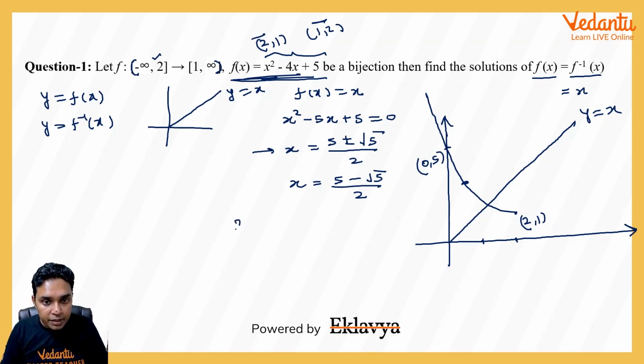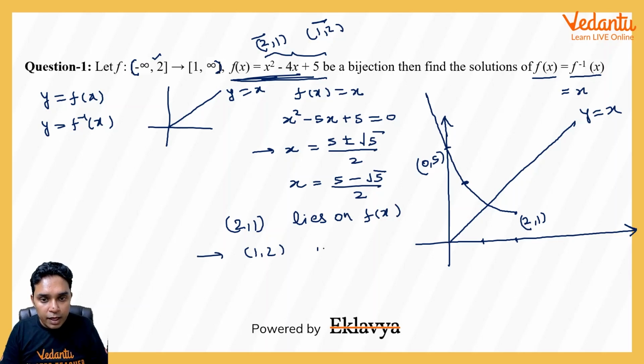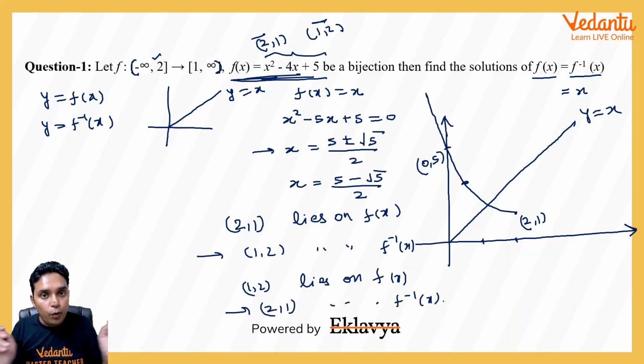What I am saying, let me repeat. (2, 1) lies on f(x), so (1, 2) will lie on f inverse(x). But as (1, 2) also lies on f(x), that means this (2, 1) will lie on f inverse(x), which means both points should lie on both the graphs. So if I consider that thing, and also this point of intersection which we have found as 5 minus root 5 by 2, it should also be lying on both of them.